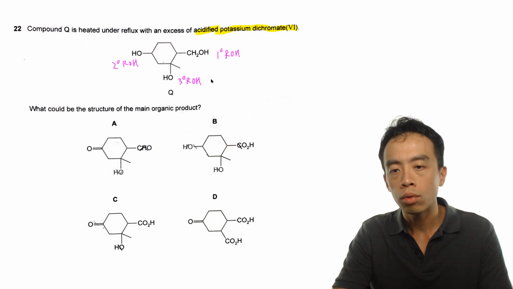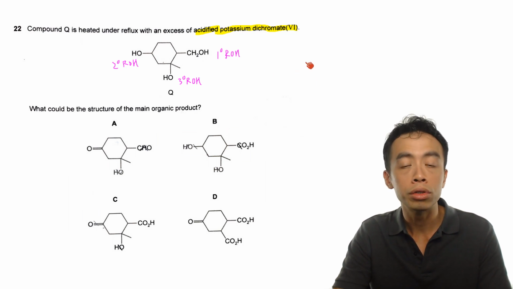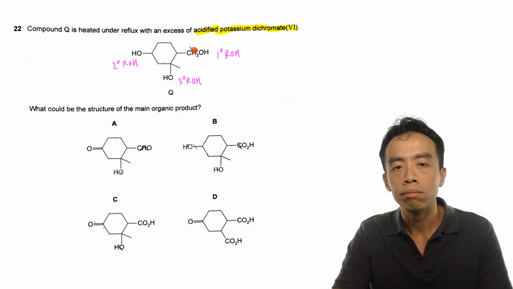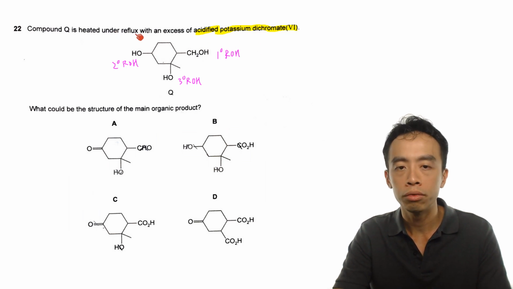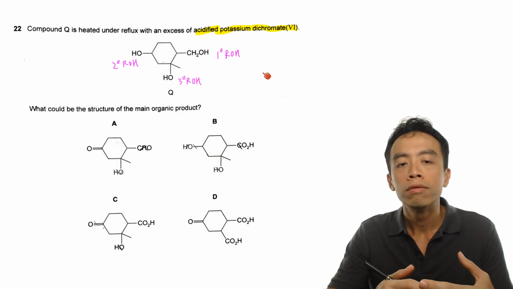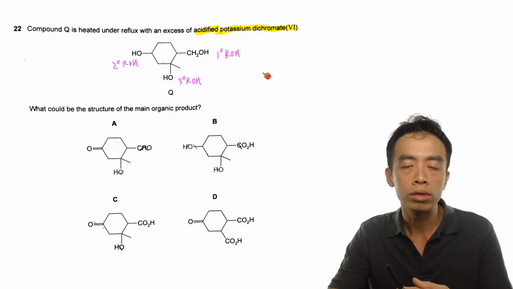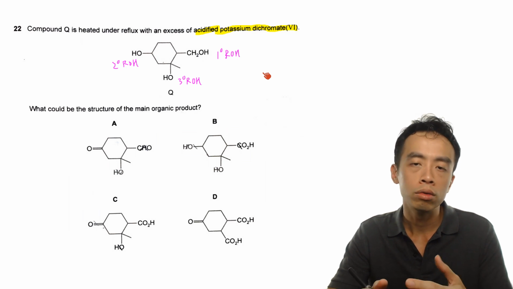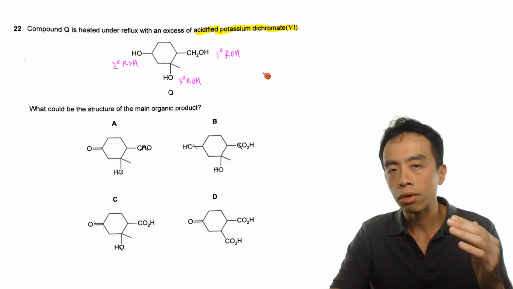So you notice this question is testing us on the oxidation of alcohols, and the condition is excess acidified potassium dichromate, heating under reflux. So it is just testing us on whether we know, for the different alcohols, when I oxidize them under reflux, what the product will be. So let's run through this part by part.